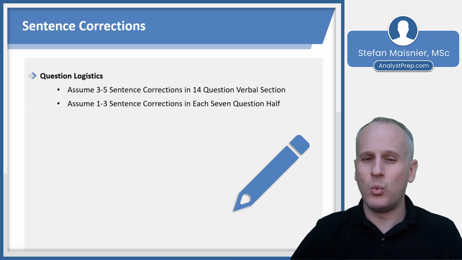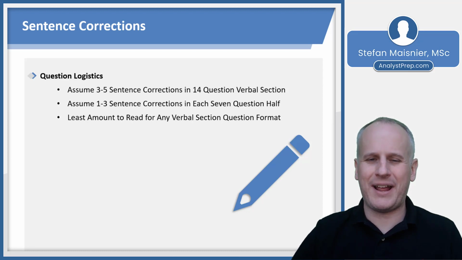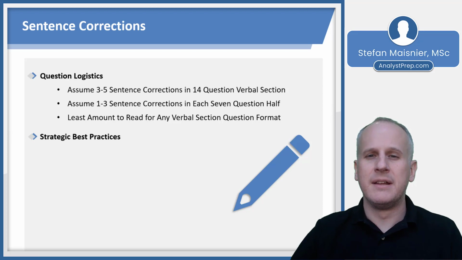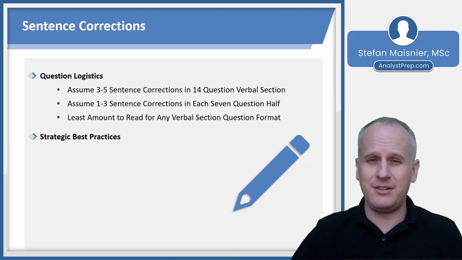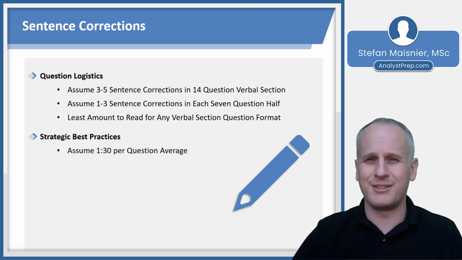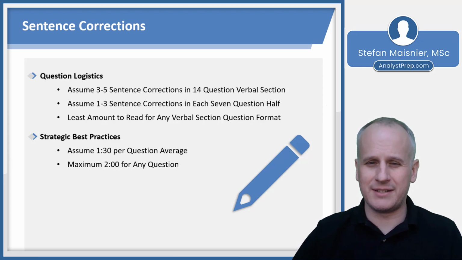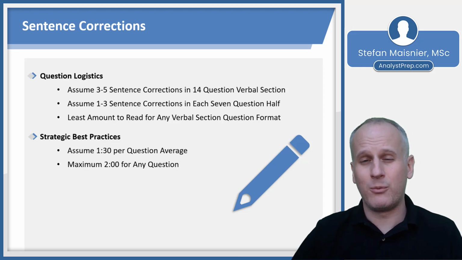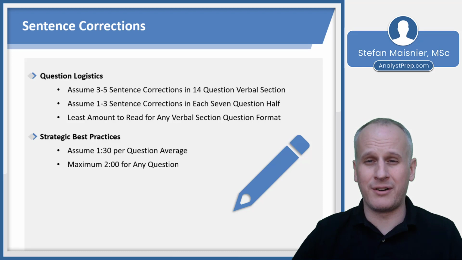You're going to have 1 to 3 sentence corrections in each 7-question half, and these do have the least to read for any verbal section question format. As far as our strategic best practices go for this question form, remember that you're going to spend about 90 seconds as an average per question. You're going to have a maximum of 2 minutes. That's pretty hard as a cap for any of these questions because they should be adjudicated relatively quickly, whether you are definitively certain of the answer or not.